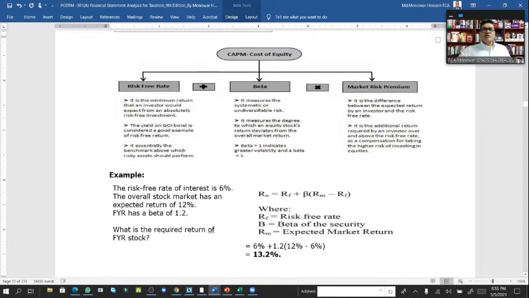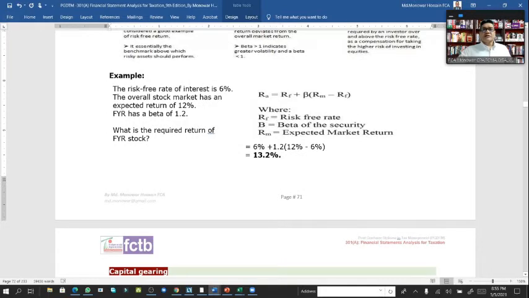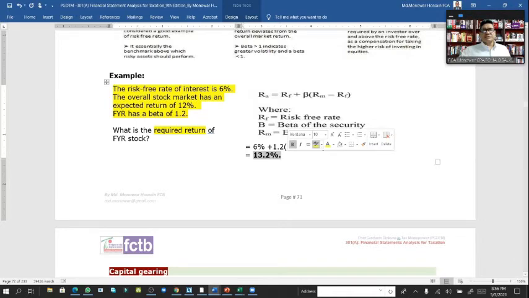We also know the CAPM formula for finding the cost of equity; we are using the capital asset pricing model. This is the formula: risk-free rate of return plus beta multiplied by market return minus risk-free rate of return. For example, the risk-free rate of return is 6%, the overall stock market has an expected return of 12%, and beta is 1.2. So what would be the cost of equity? If we fill in all of the figures here, we'll get 13.2%.